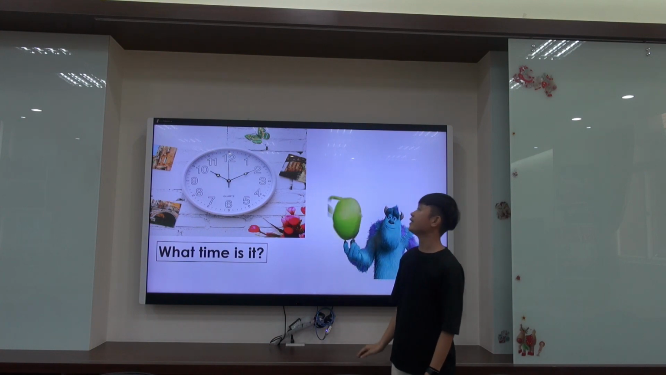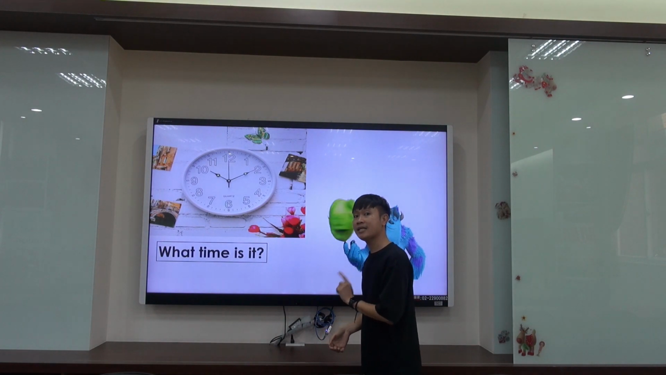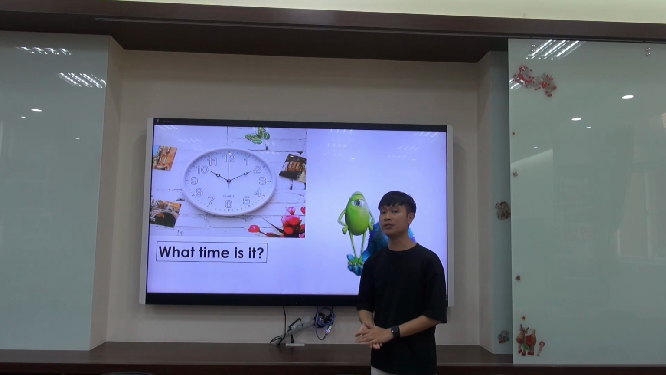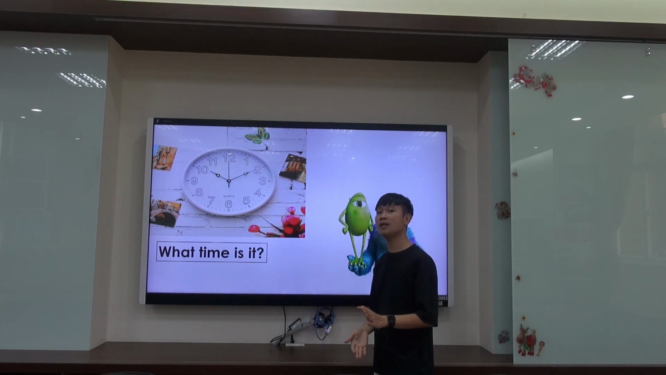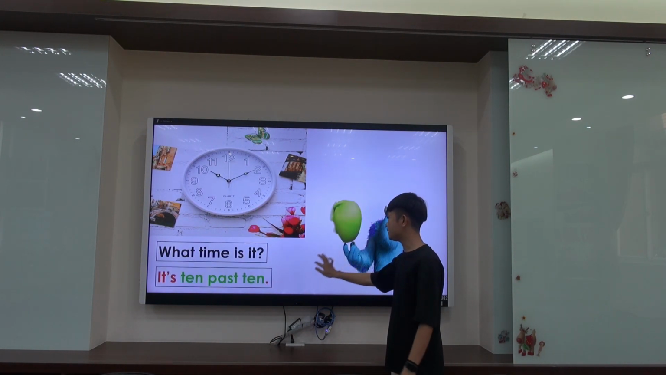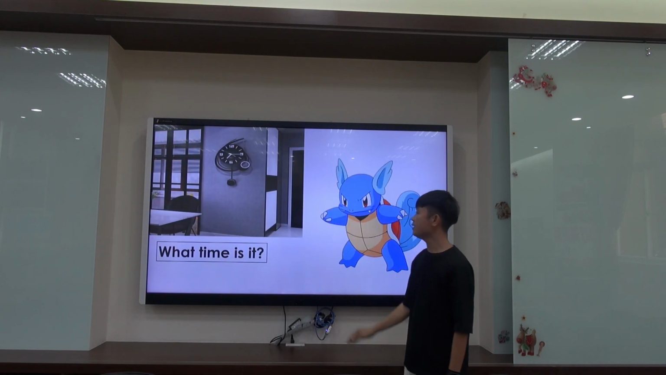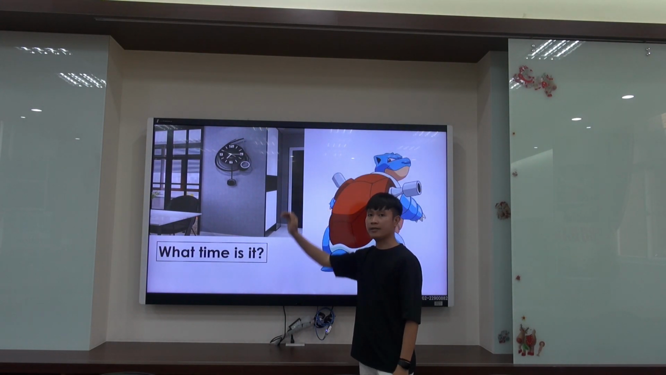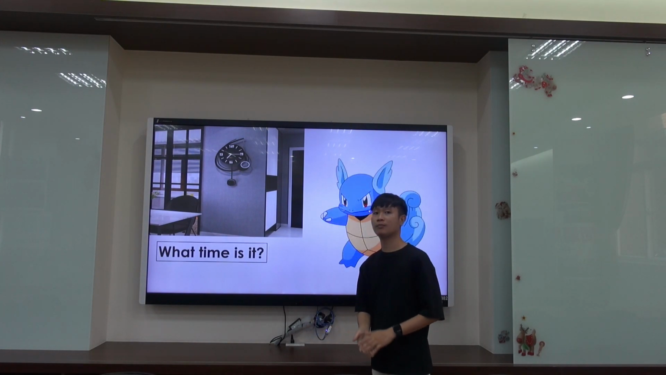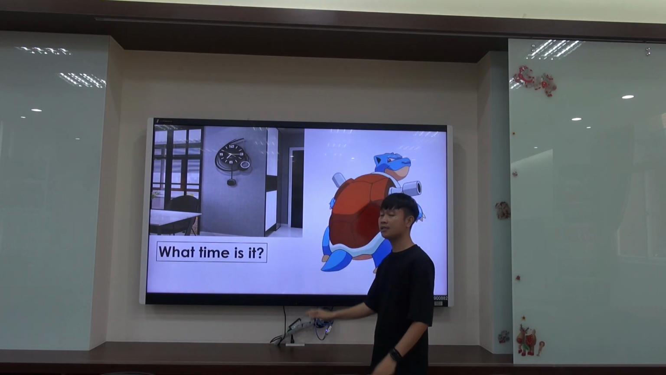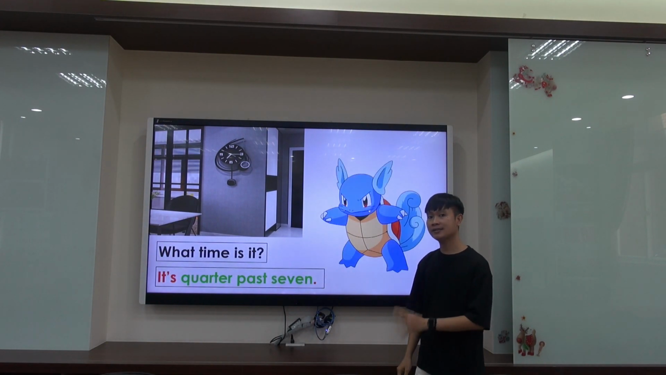Now, let's have this, okay? So, what time is it? As you can see that the short hand is pointing just after 10. Then, the minute hand is pointing exactly to 2, which means that 10 minutes have passed. Therefore, we say it's 10 past 10. Okay, next one. So, what time is it? The short hand is pointing just after 7 and then the minute hand is pointing to 3, which means that 15 minutes have passed. Therefore, it's quarter past 7.